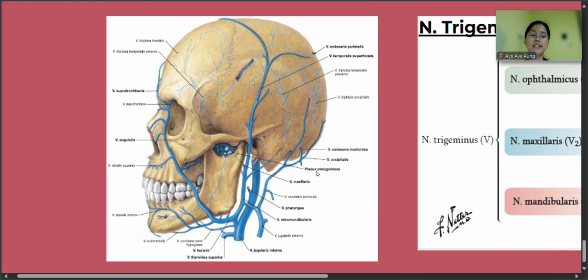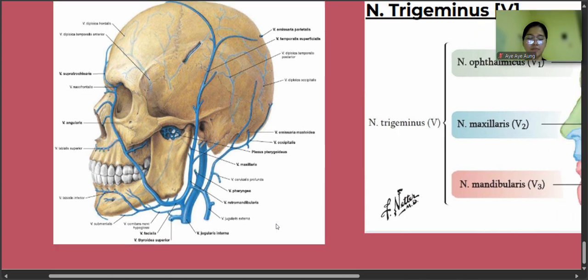The next one is venous vascularization. Venous drainage occurs primarily through the internal jugular vein. This system is clinically important because infection from the face can spread to deeper structures via venous connections, especially the danger triangle around the nose.